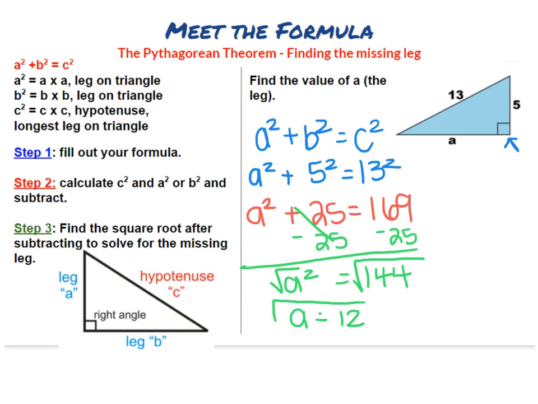Don't forget to do this last step of finding the square root after you subtracted, otherwise you'll get your answer incorrect. You can also plug in whatever you get for a back into your formula. 12 squared plus 5 squared does equal 13 squared because 12 squared is 144, 5 squared is 25, and that is equal to 169.